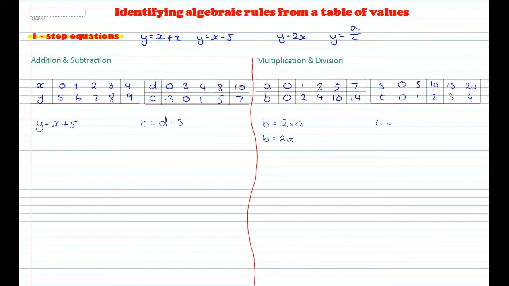10 divided by 5, is that 2? Well, yeah, it is. 15 divided by 5, is that 3? 20 divided by 5, is that 4? Well, yep, that works too. So because all of these, to get from our top row down to our bottom row, is divided by 5, we know that our T is going to be equal to our S row divided by 5. And there you have it. That's how we identify algebraic rules from a table of values for one-step equations.